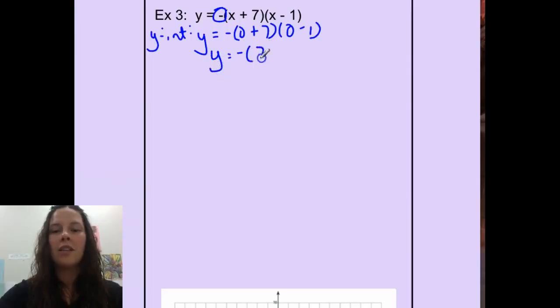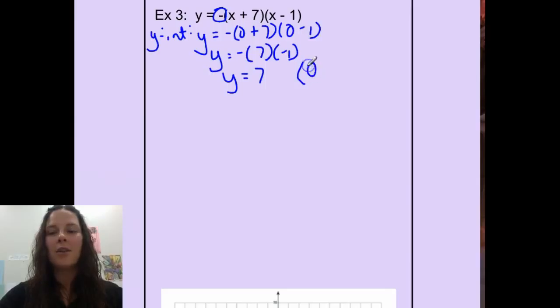Evaluating inside the parentheses, we get 7 and negative 1. Negative 7 times negative 1 is positive 7. So my ordered pair: x is 0 when I solve to get 7 for y.